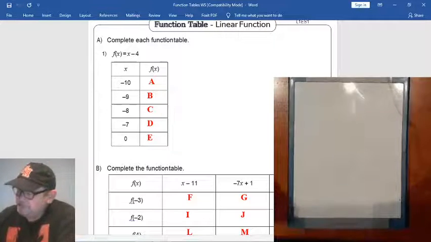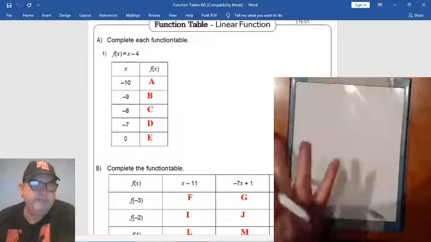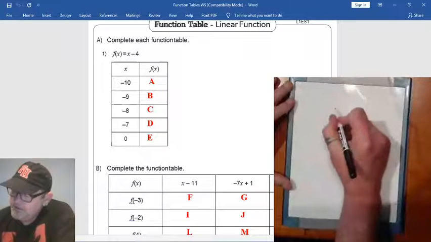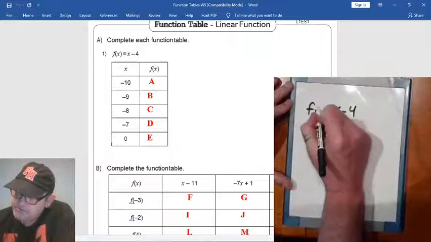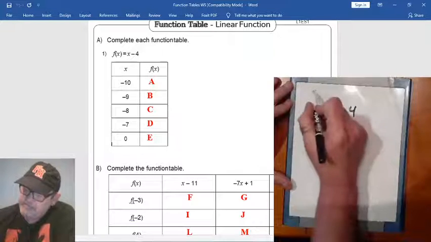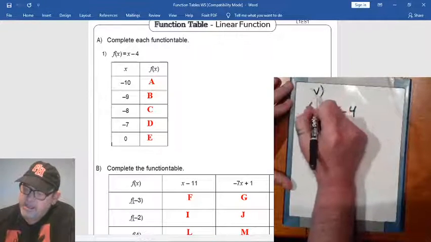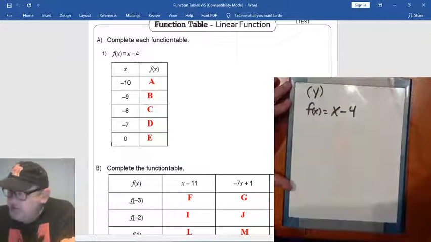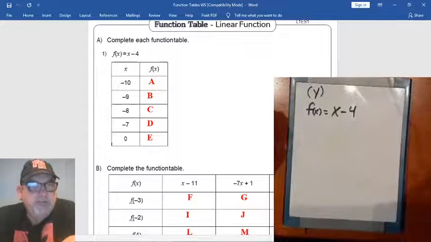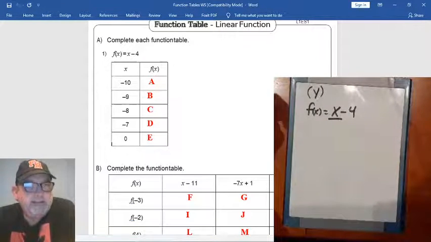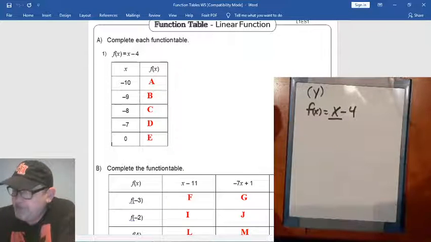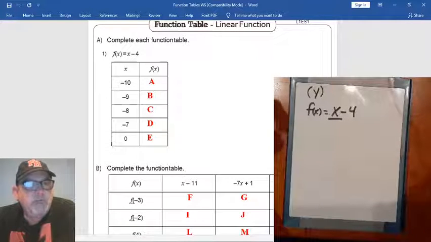First off, let's check out the function that we're given. The linear function is f of x equals x minus 4. Now remember, f of x is the same as y, okay? So all we have to do is replace what they give us for x here, and then solve it, and that would be our answer for A, B, C, and D, okay? So let's go ahead and start with A.